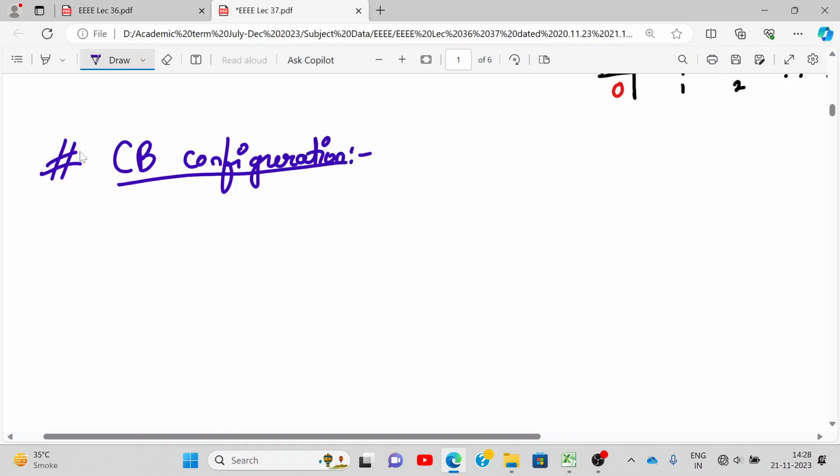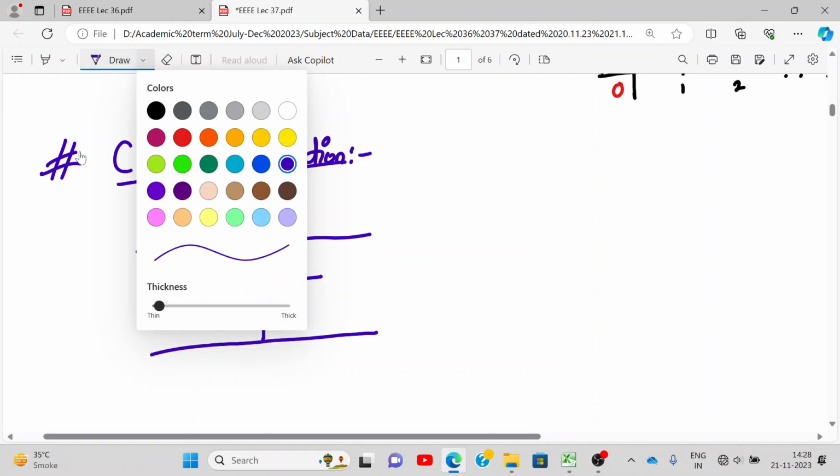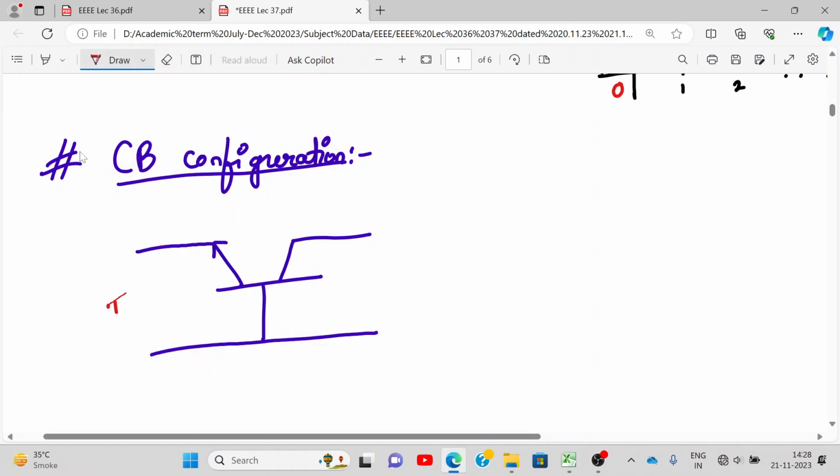So in common base configuration, the base terminal is common between the input and output. So how you draw that is as follows. You draw the BJT horizontally and mark it like this. So this is my input, this is my output. Acha, which are the terminals? This is the emitter terminal where the arrow is. This is base, this is collector.